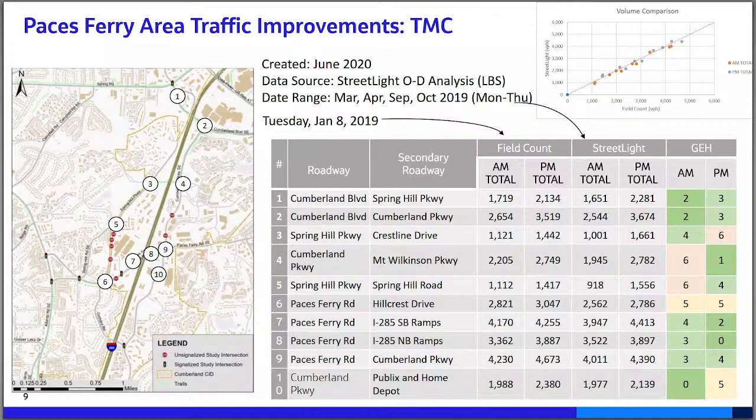So the chart in the top right, you can see peak hour volumes for the actual counts, total intersection volumes versus the StreetLight data analysis. Also, I did a GEH, sort of a fit test that we use in modeling a lot to look at the fit of the data. And I was pleasantly surprised on sort of how well those turned out.